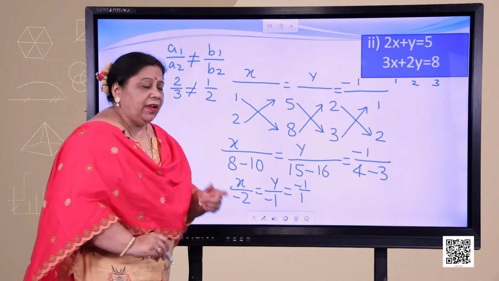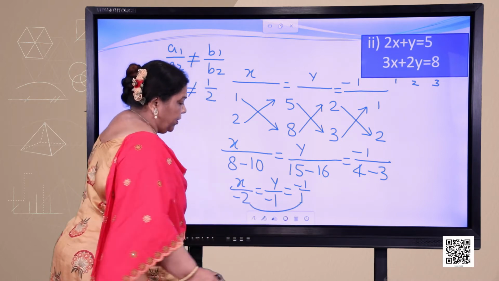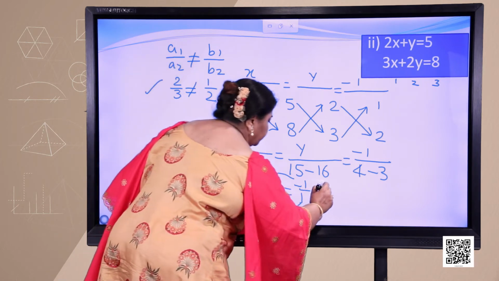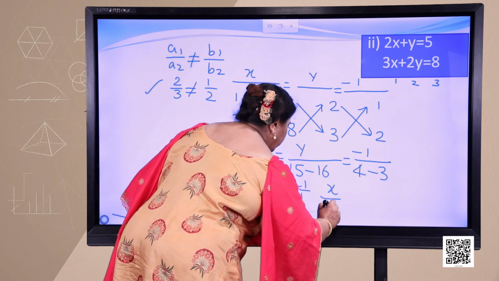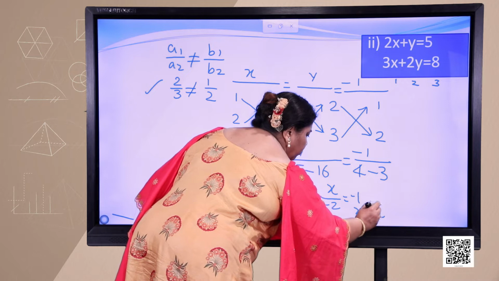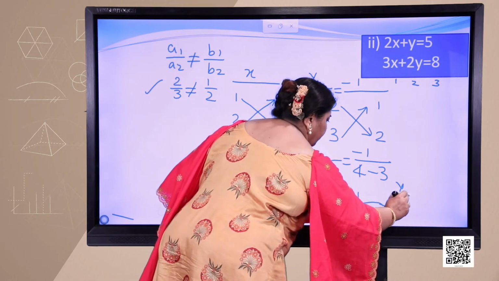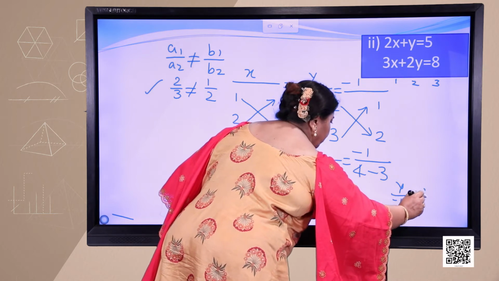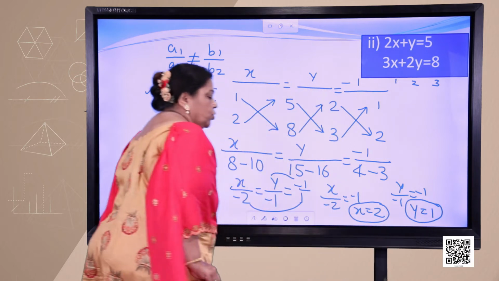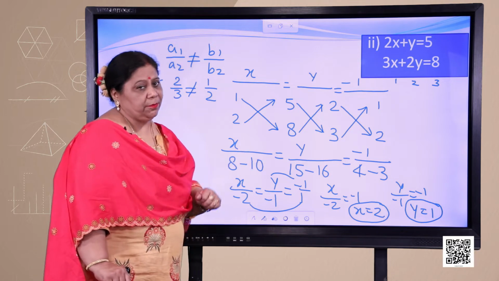In order to find out the value of x, we take x and constant term, and in order to find out the value of y, we take y and constant term. So, x upon minus 2 is equal to minus 1 gives me x is equal to 2. Is it clear? Now, y upon minus 1 is equal to minus 1. So, y is equal to 1. In this way, we can solve and find out the values using cross multiplication method.